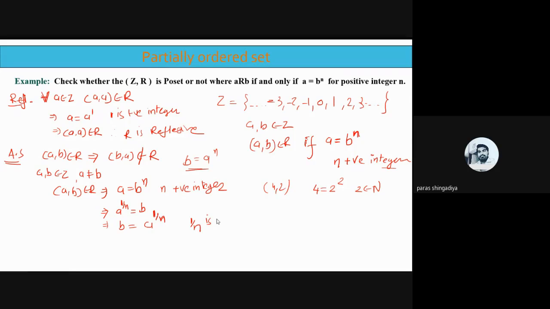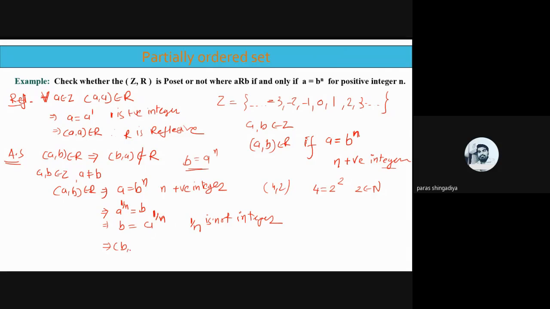Why 1 upon n is not a positive integer? It will be positive, but it will never be an integer. Here you have taken 2, okay, a is equal to b square, let us take. So we cannot say 1 by 2 is also an integer. We cannot say 1 upon 5 is an integer. Clear? So if n is an integer, then we cannot say 1 upon n is also an integer. So here 1 upon n is not an integer.